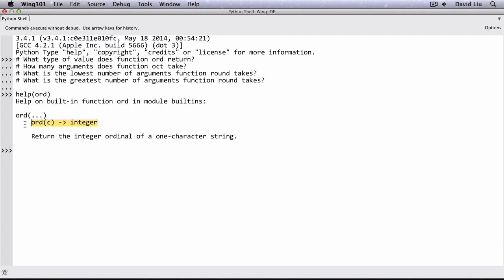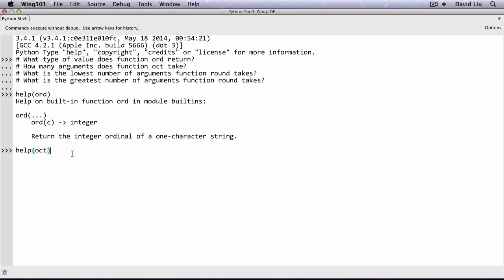This first indented line here is actually the most helpful for answering all of these questions. It tells us that ord takes in one argument, which it calls c, and then outputs an integer. Please remember that this arrow over here means outputs.